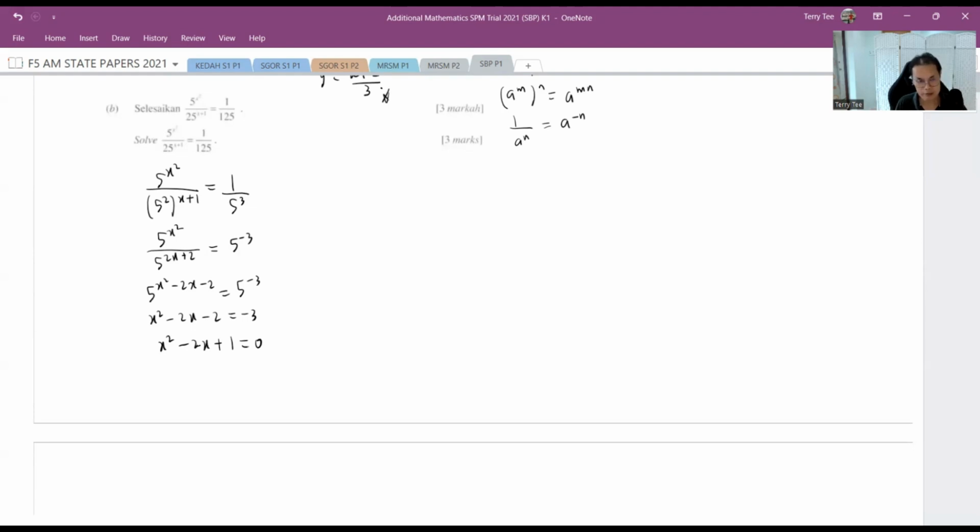So we can actually factorize this using the form of what? a squared plus 2ab plus b squared. When you factorize it, it is a plus b squared. So I write x minus 1 squared equals 0. Your x is just 1.